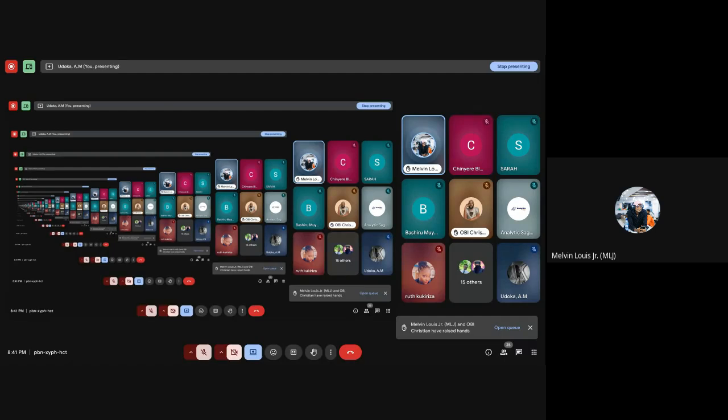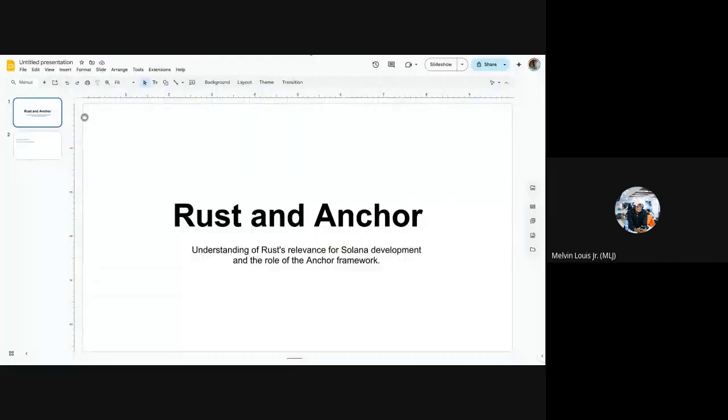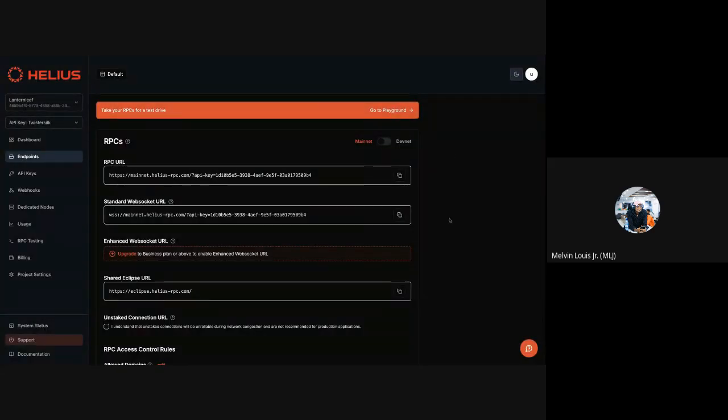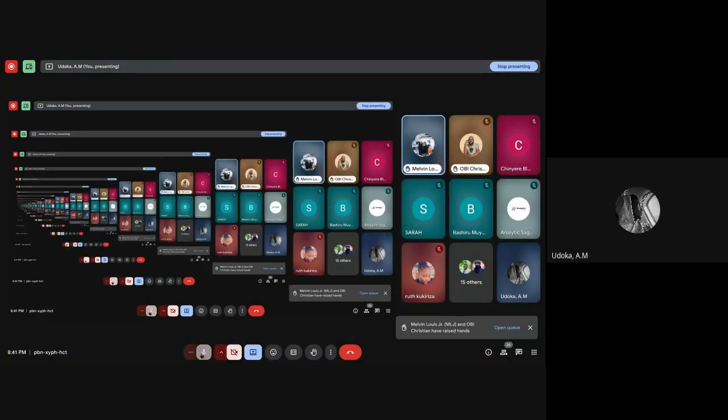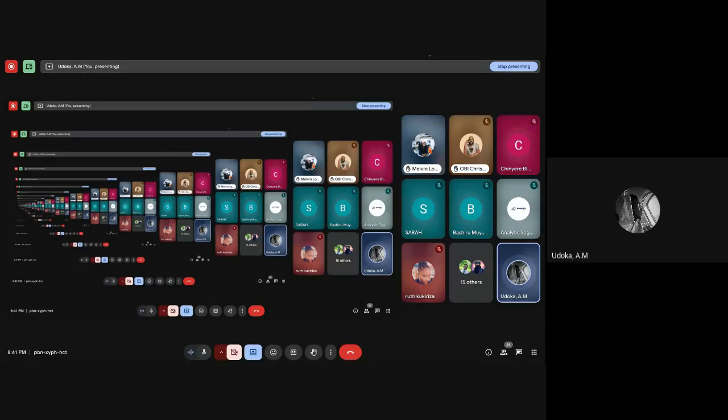My question is, we are able to easily spot the PDA on Solscan. How are you able to easily spot it? Is this from the address, or how is this easy for you to spot? That's my question. All right. So to spot PDAs is very simple.